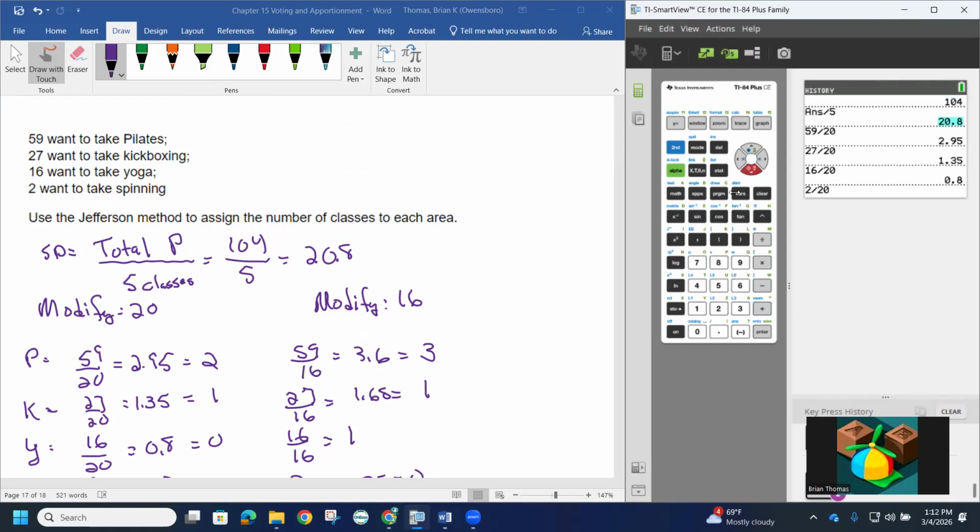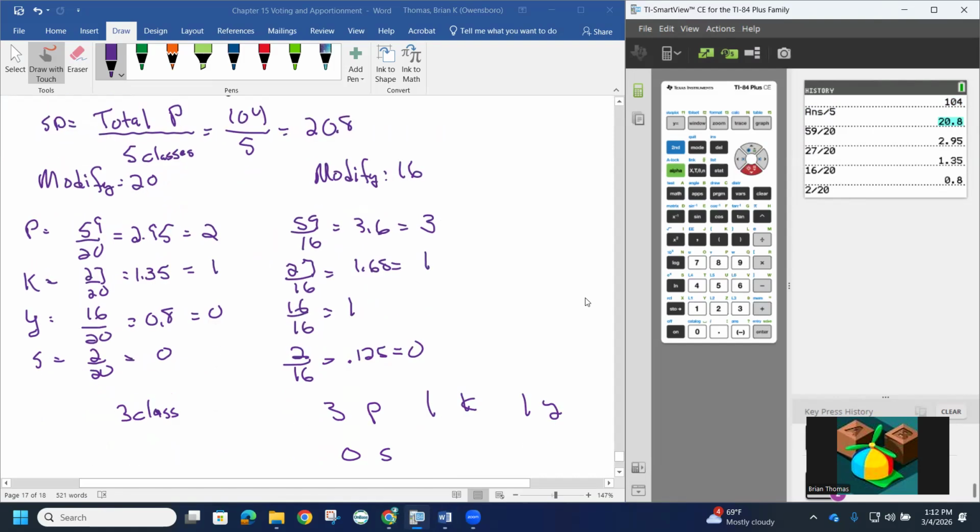So notice how in the Hamilton method, it looks like all these numbers are still accurate. So we really don't have to do a whole lot of math, but in Hamilton's method, let me go ahead and just put that over here. We start to see right off the bat in Hamilton, we have 2, 1, 0, 0. It kind of does the same thing as Jefferson's. So we have two Pilates, one kickboxing, but this says yoga none, spinning none.